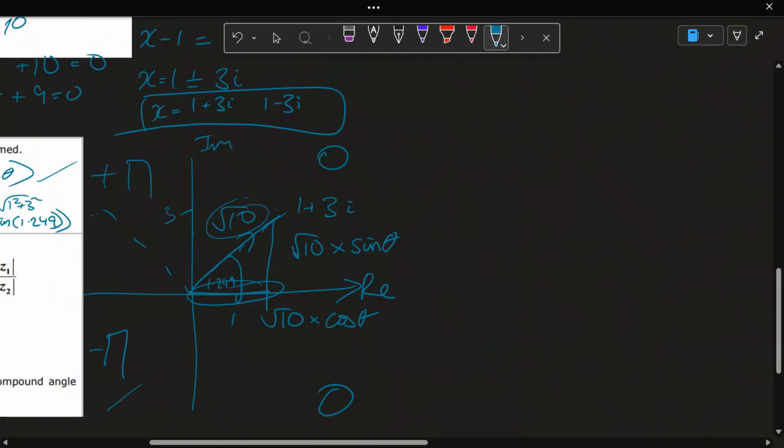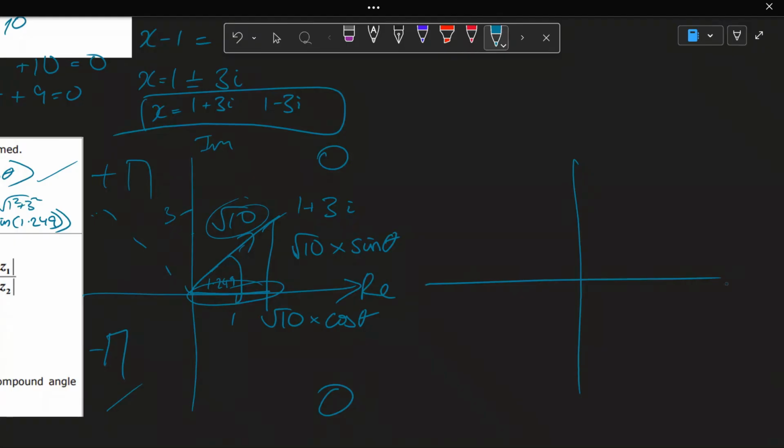Now you might be wondering why I've got this plus pi, minus pi and plus pi on this side of my Argand diagram. These are just little tips to help you find the argument a lot more easily. I'll redraw a diagram here because this is really messy.